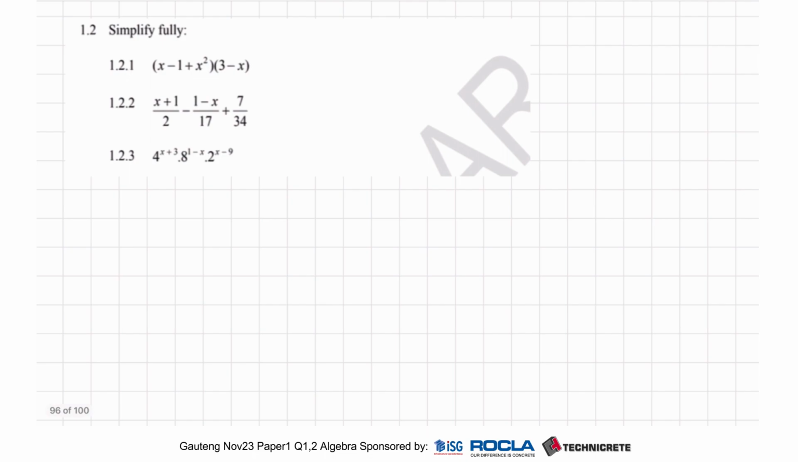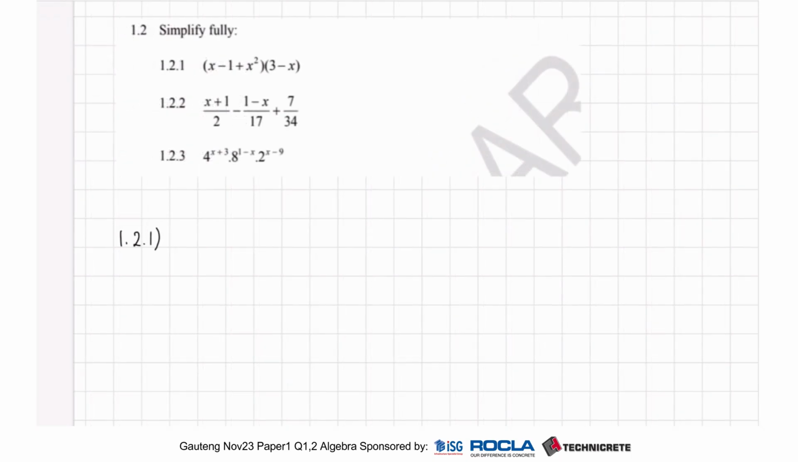Next, 1.2, I'm asked to simplify fully. So for this first one, 1.2.1, we have two brackets, x minus 1 plus x squared multiplied by 3 minus x. And to simplify, I'm just going to multiply each term in the first bracket by each term in the last bracket. So I'm going to start by multiplying each term in the first bracket by the first term of the second bracket, which is 3.